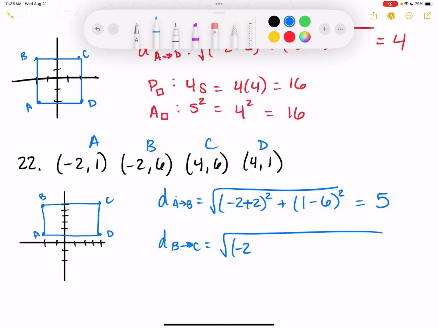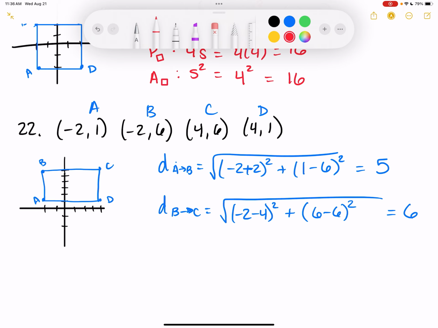(-2 minus 4) squared plus (6 minus 6) squared. So that one's going to be 0. This one over here, negative 6 squared is 36, so that ends up just being 6. So now I have this side length is 5 and this side length is 6.